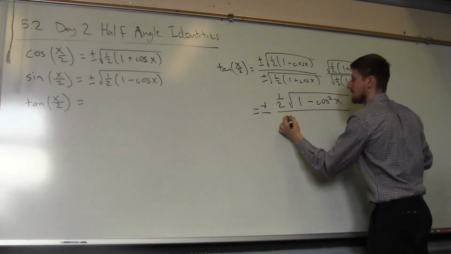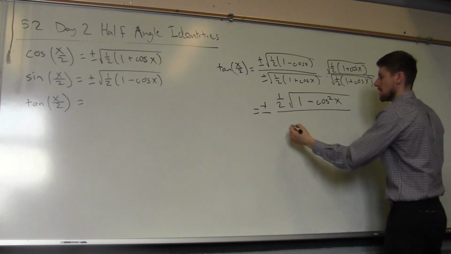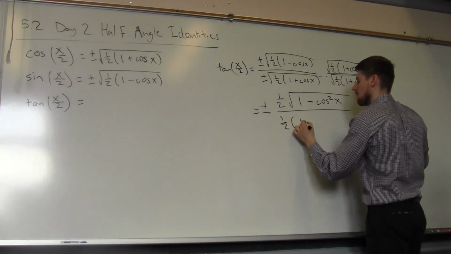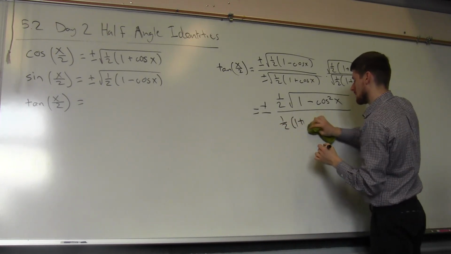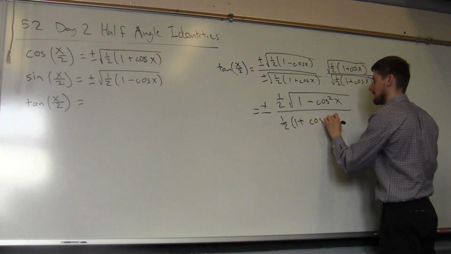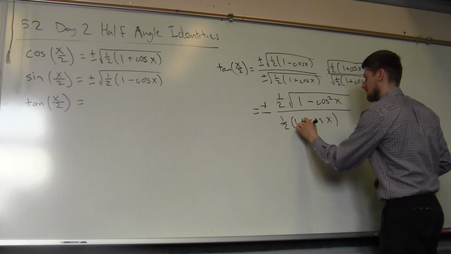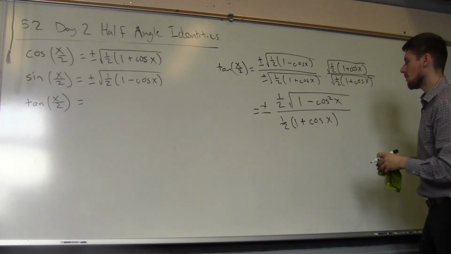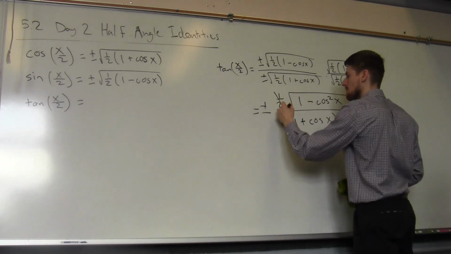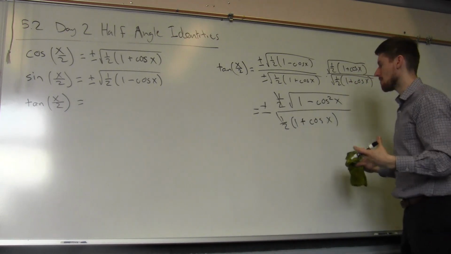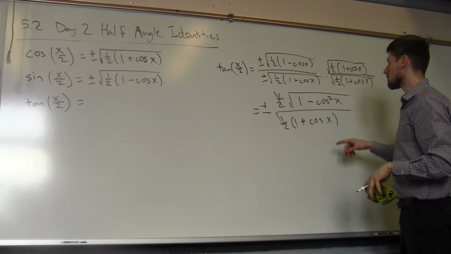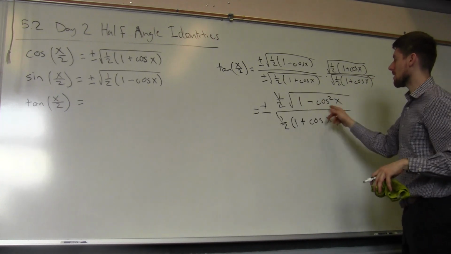That's the numerator. And the denominator, we get rid of the root. So that's 1/2 times 1 plus cosine x. Okay. Now what? Well, I noticed there's 1/2 and 1/2. Those cancel. Half on top, half on bottom. So what remains?